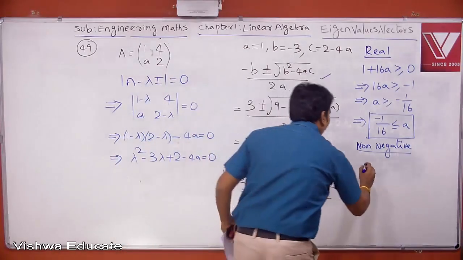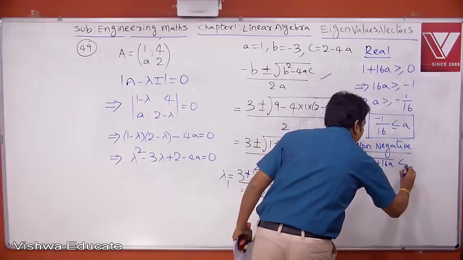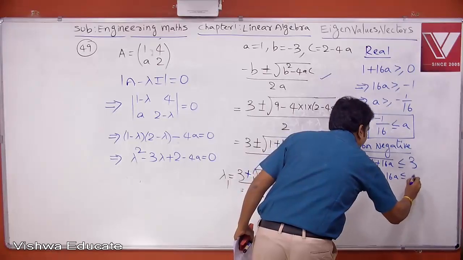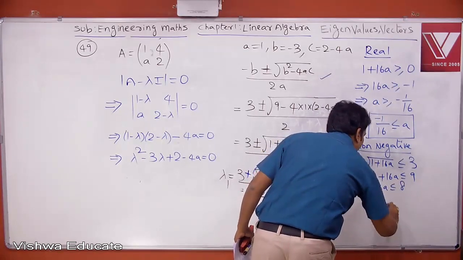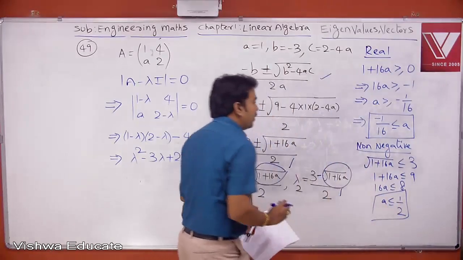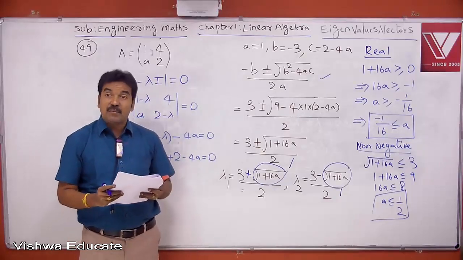Therefore, square root of 1 plus 16a is less than or equal to 3. Squaring on both sides, 1 plus 16a is less than or equal to 9. So 16a is less than or equal to 8. So a is less than or equal to 1 by 2. Therefore, the answer is option number D.